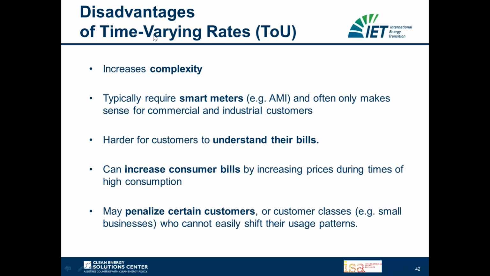The disadvantages of time varying rates are the increasing complexity. This can be easily handled by commercial, larger scale commercial and industrial customers. However, some experts say that it will be increasingly difficult to understand the electricity bills for these residential customers. So we should definitely keep this in mind and not make the system overly complex.